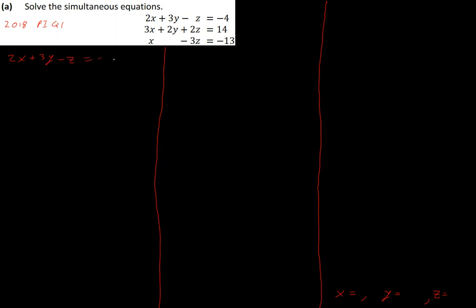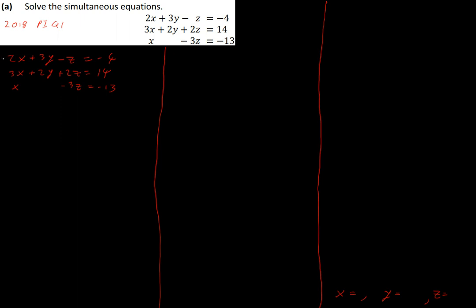and I know I want to eliminate variables. I want to get down to the point where I have an equation or equations with 2 unknowns and then 1 unknown. Plus 2y plus 2z is equal to 14, and x minus 3z equals minus 13. The most common error in these questions comes from making a mistake when you take them down, so be careful of that.